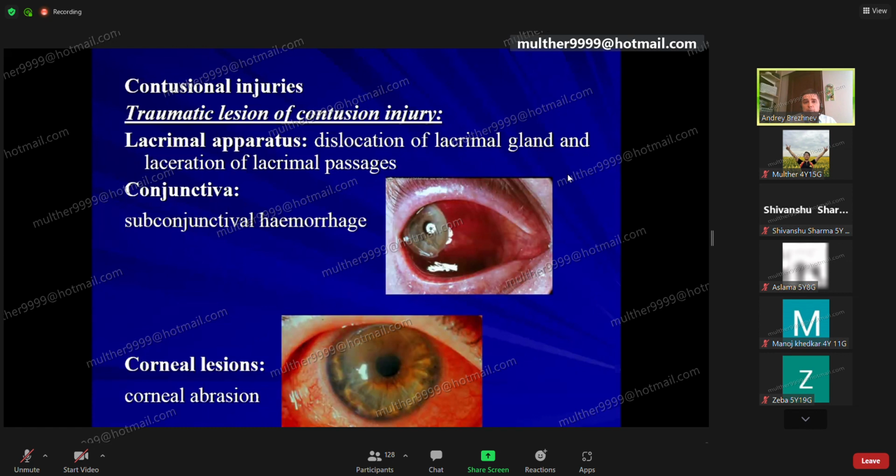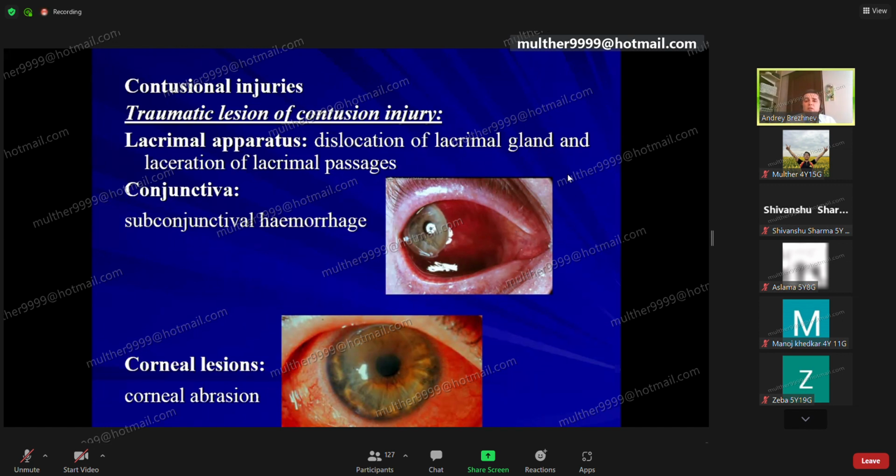Conjunctiva. Subconjunctival hemorrhages are the most frequent types of conjunctival traumas. And here you see the patient with the severe subconjunctival hemorrhage. We can't see white sclera through this hemorrhage. It appears as a bright spot, maybe partial or maybe total, like here.